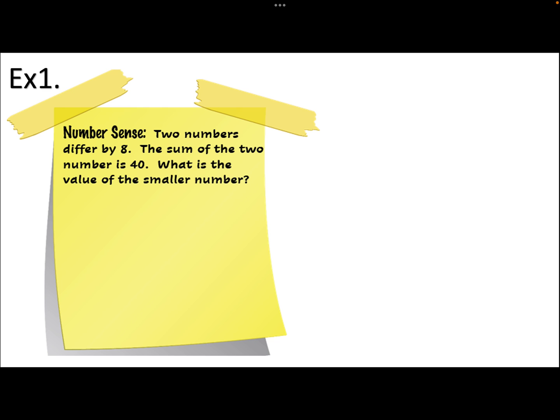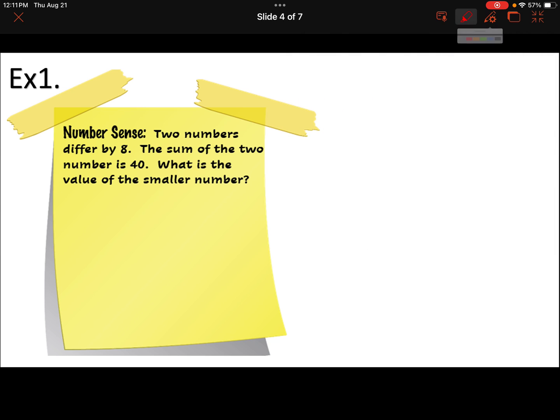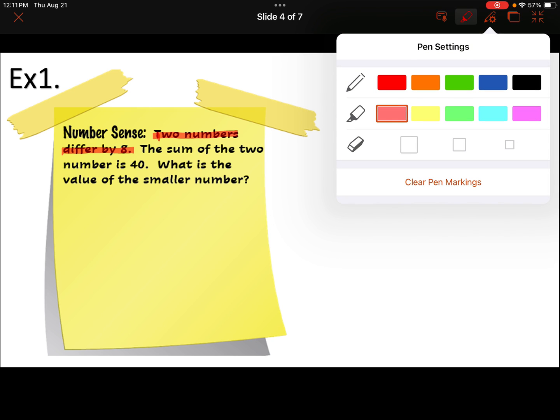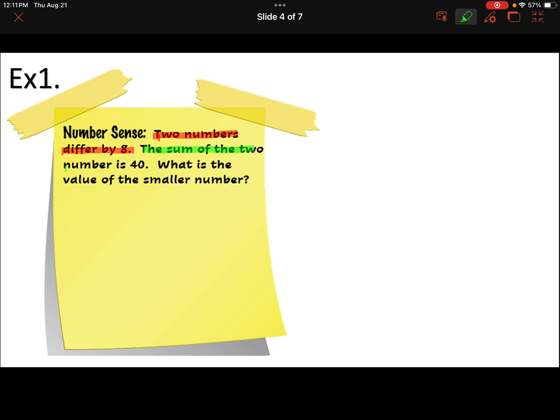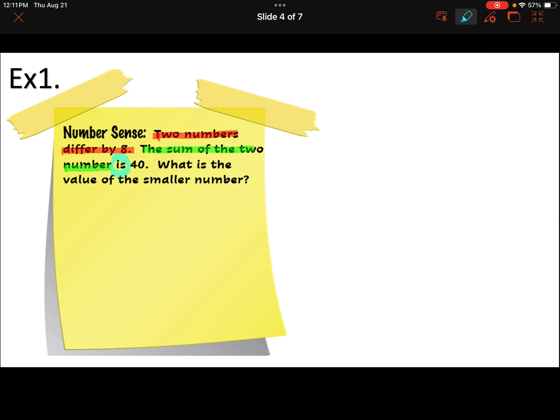So the first one is what's called a number sense problem, also kind of thought of as a number puzzle. We're just going to read through and highlight some of the key pieces. So, 2 numbers differ by 8. That sounds important. And then they tell us that the sum of the 2 numbers, and the word is is always going to be equals, 40. And then they want to know what is the value of the smaller number. Okay, so if I want to know the smaller number, that's what I'm going to use to define my variable. X is going to be the small number.